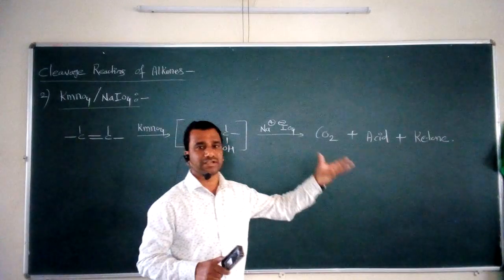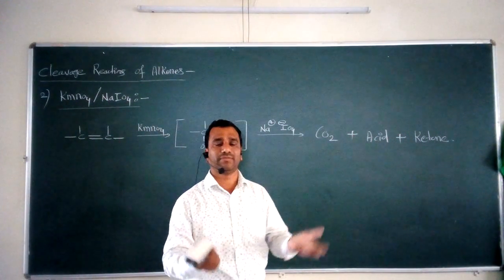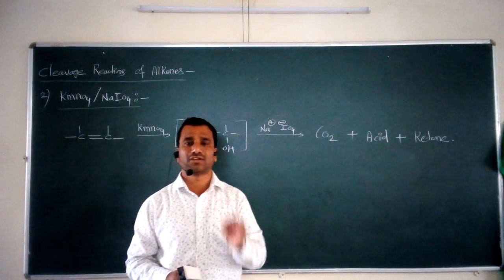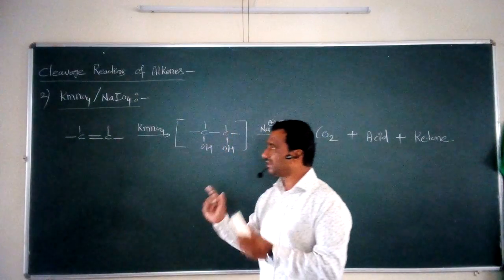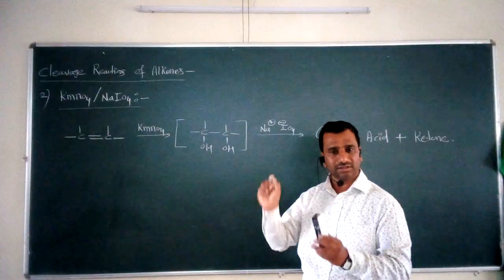It may form a mixture of either CO2 and acid, a mixture of CO2 and ketone, or a mixture of acid and ketone. So it depends upon the structure of the given alkene. This type of reaction is called a cleavage reaction given by KMnO4. This is the general skeleton of this type of chemical reaction.